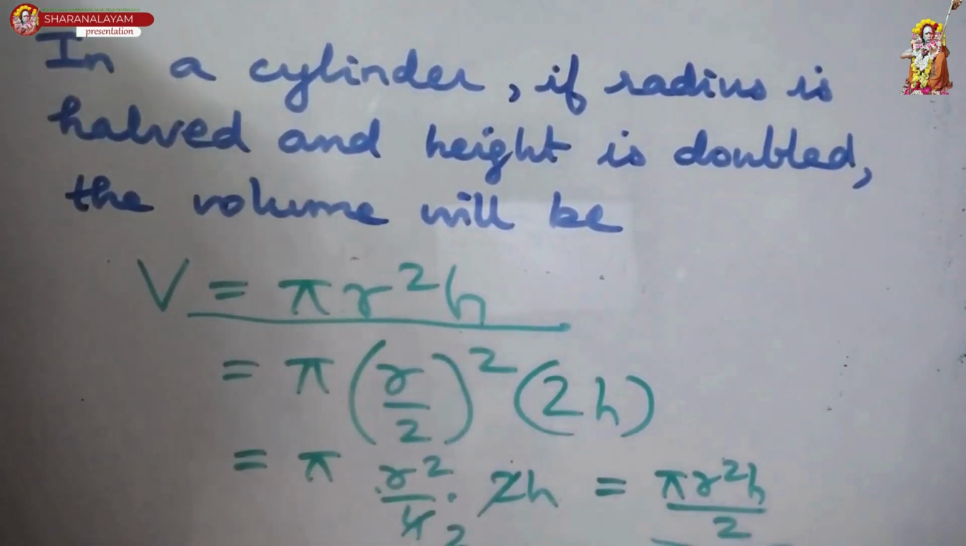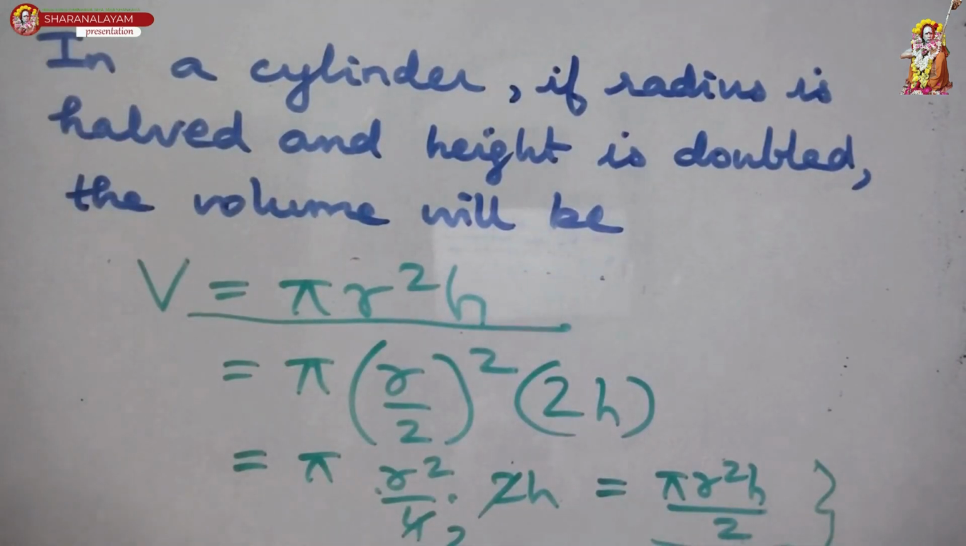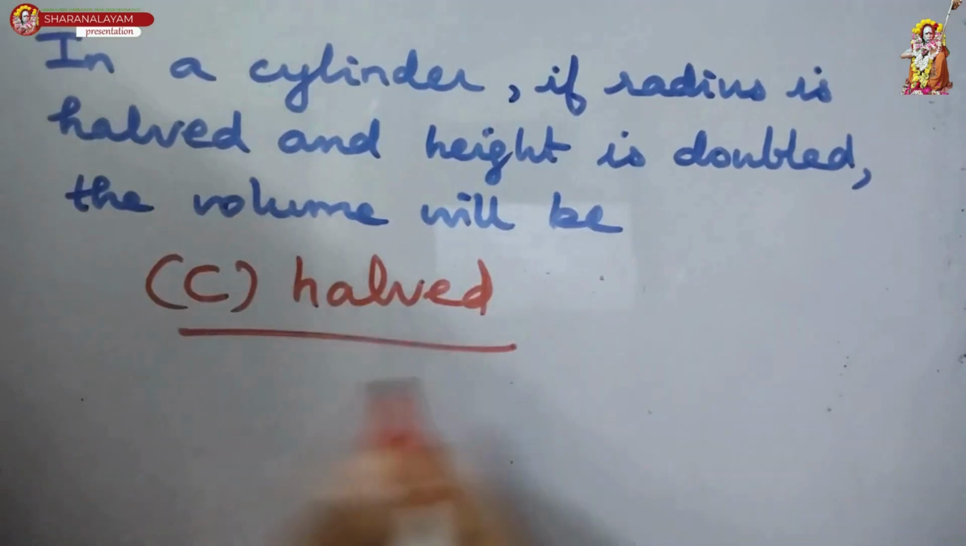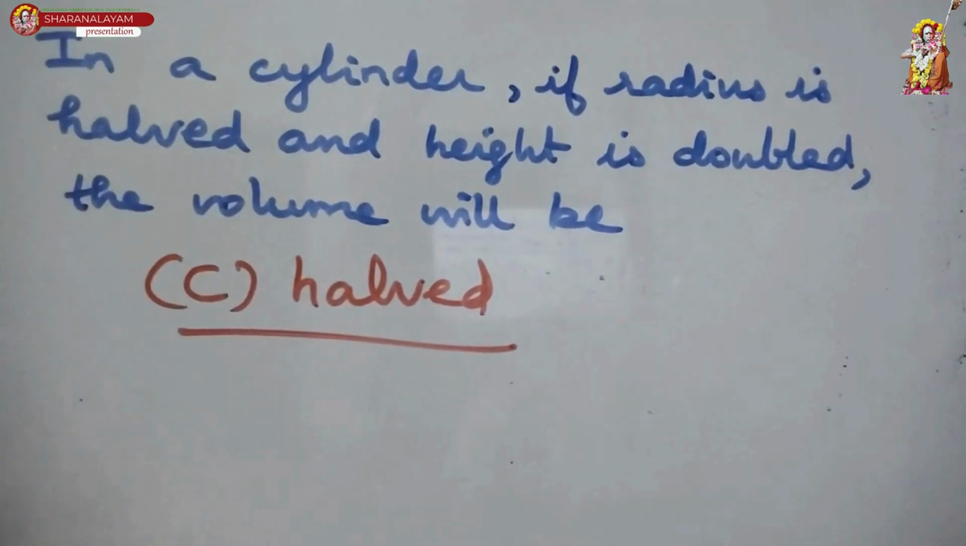And now, இங்கே இது என்ன இருக்கு? By 2 இருக்கு. So, it has become half. So, the correct answer is C, halved. So, the correct option is C, halved. Okay, let's go to the next one.